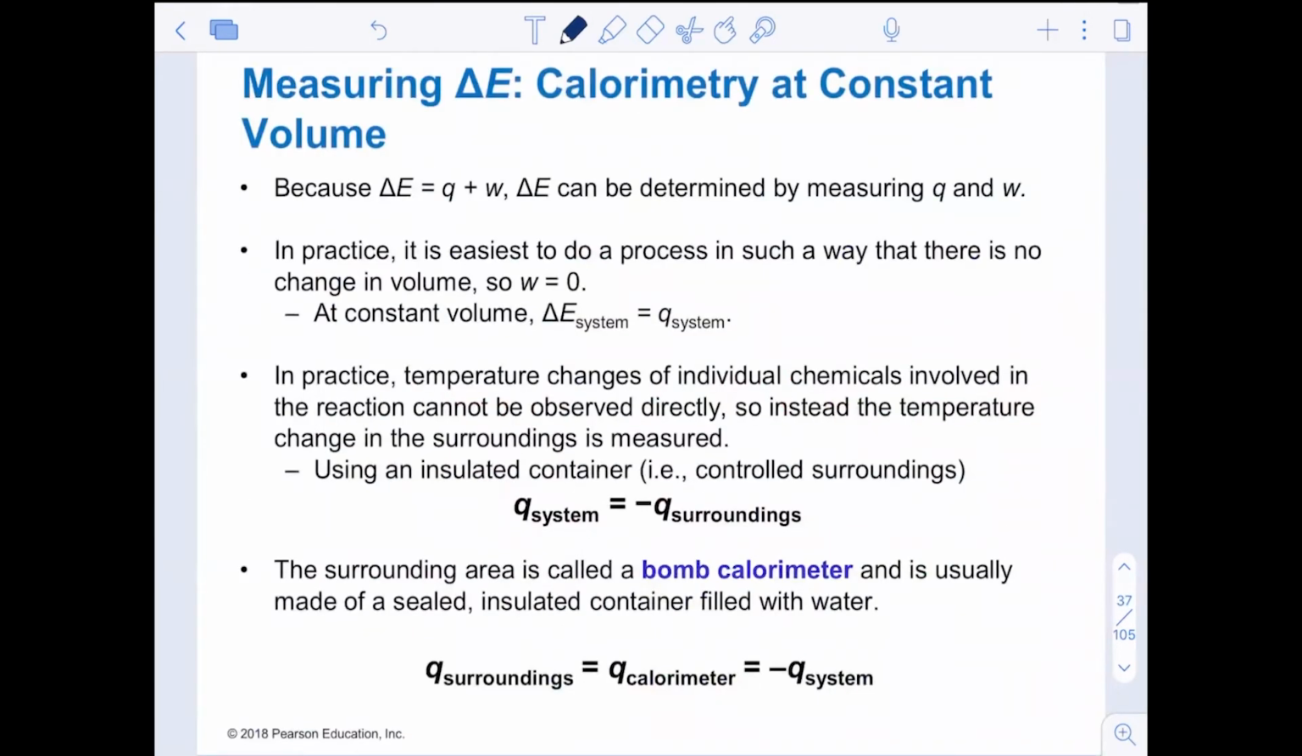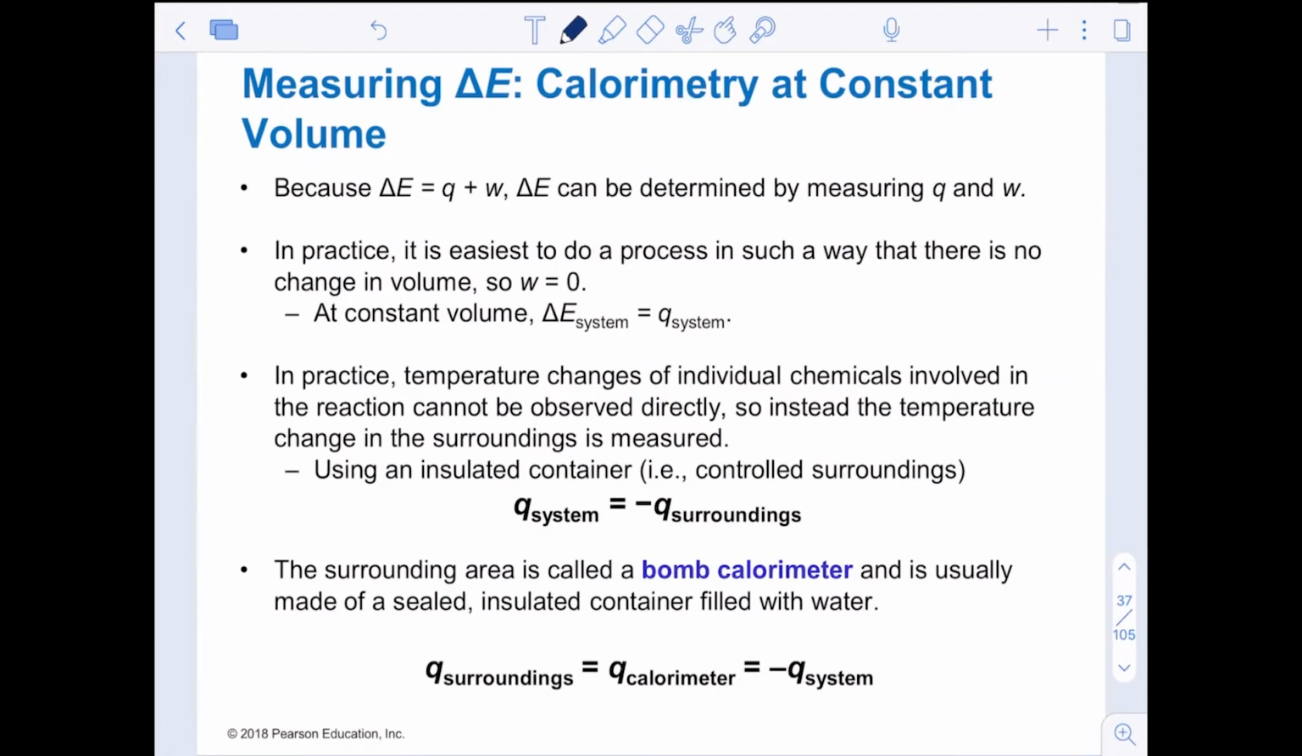Now, measuring delta E. In a calorimetry experiment, we can do one of 2 things: calorimetry with constant volume or calorimetry with constant pressure. We're going to talk right now about constant volume. What does that mean? Rigid volume. Think about being enclosed in a solid system, okay? No work is done at constant volume. The change in volume would be 0. So W would be 0.